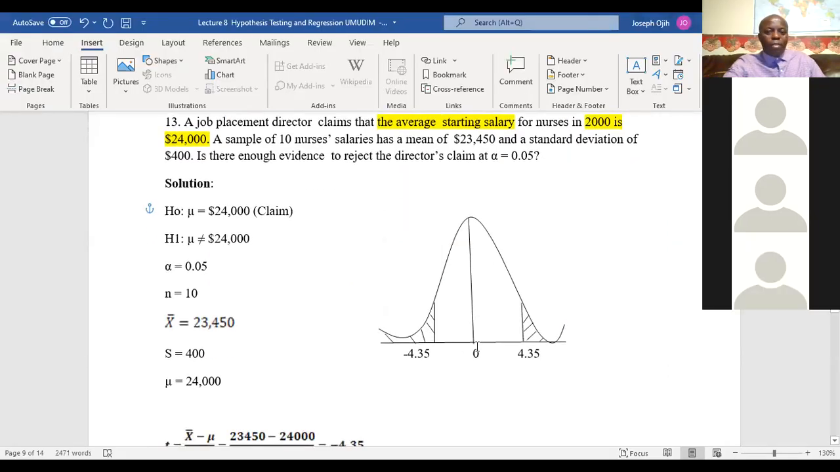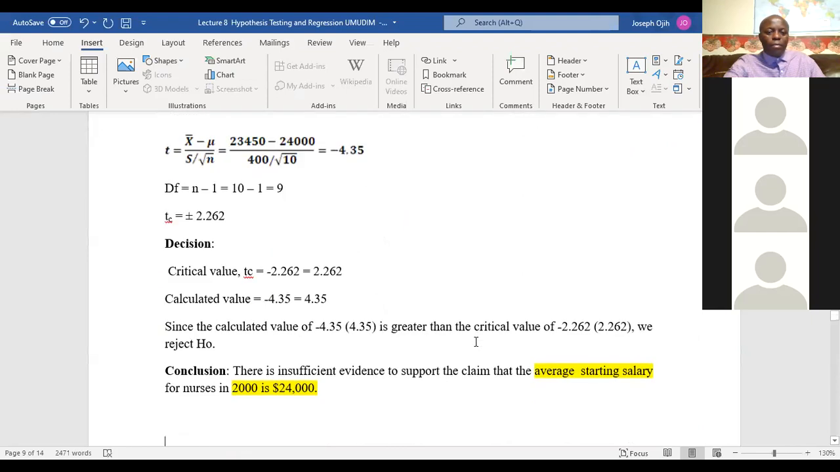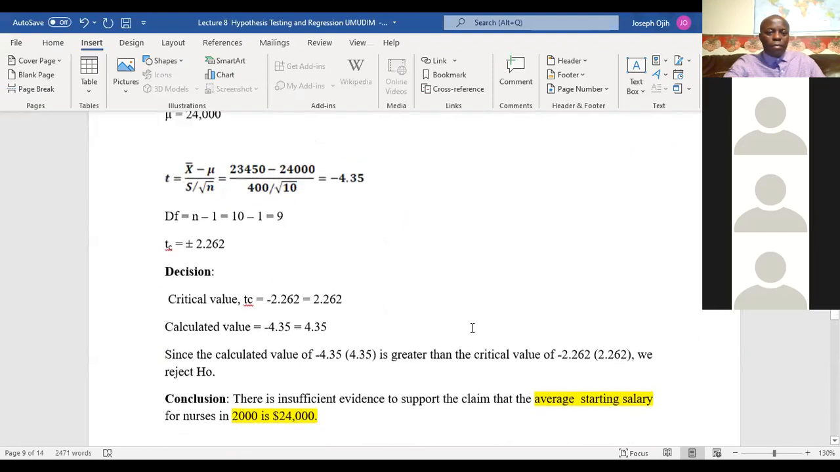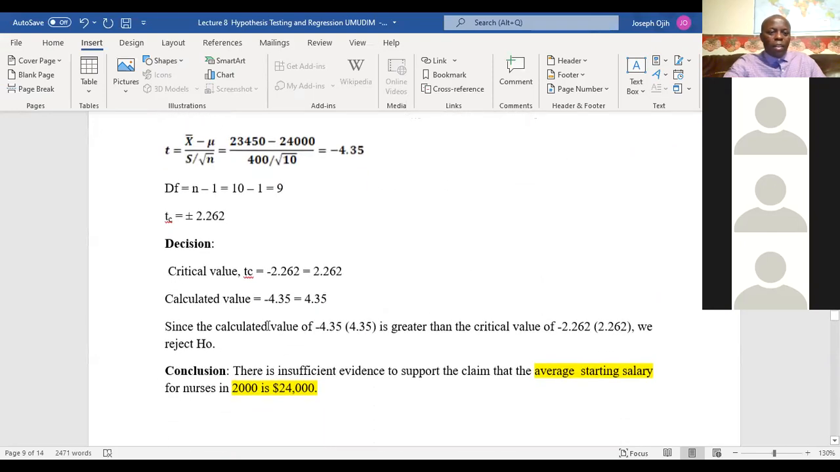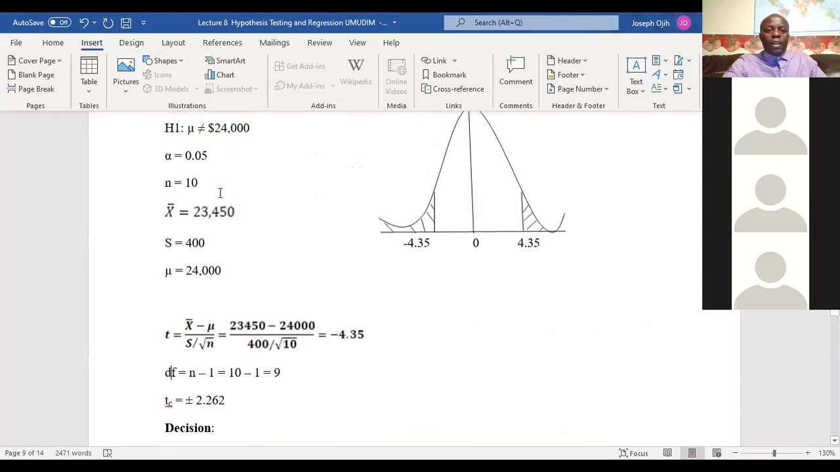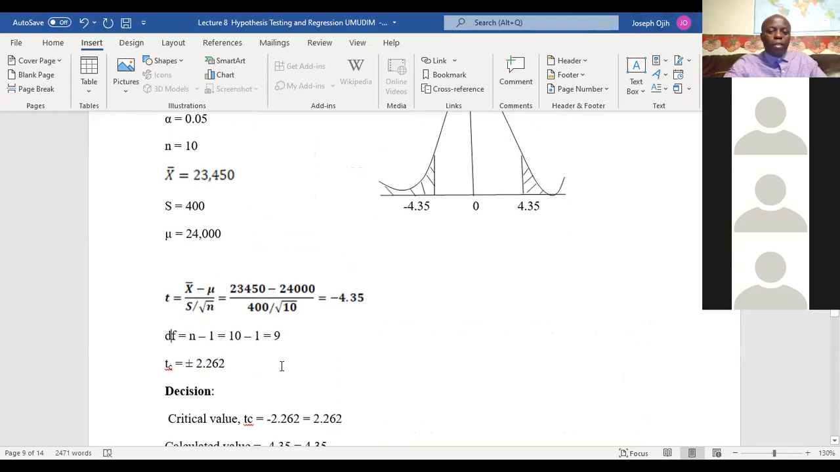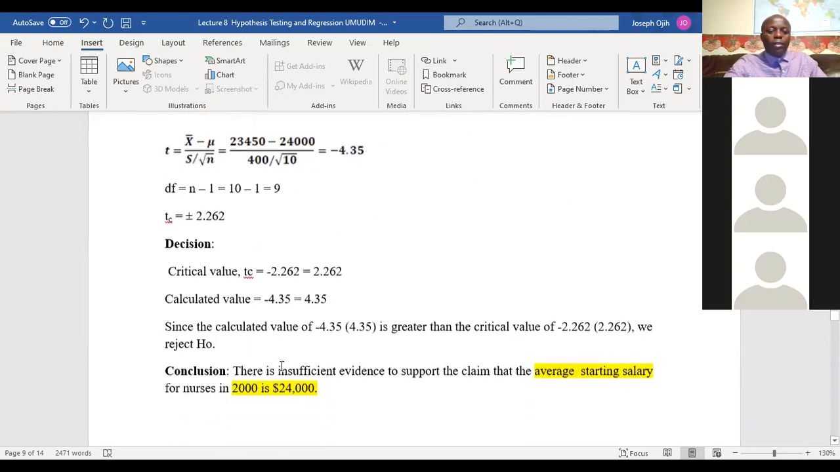When you come down, at 9 in the chart, why 9? Oh, you mean here, right? Yes. Because the degree of freedom is always n-1, and in this case, our n is 10. Oh, okay, n-1 is 9. Yeah, I got it. No problem. Another one?